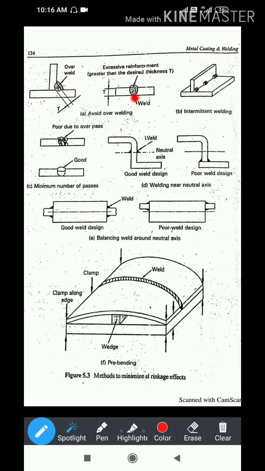Overweld means once again you should not pass the electrode on that weld. You can see over here at first they have done the weld, then once again on that same weld they have deposited the weld material. So that is called overwelding: repeating the welding operation sequentially on the same place. Deposition of the weld material on the same place one by one is called overwelding. This also causes the shrinkage effect.